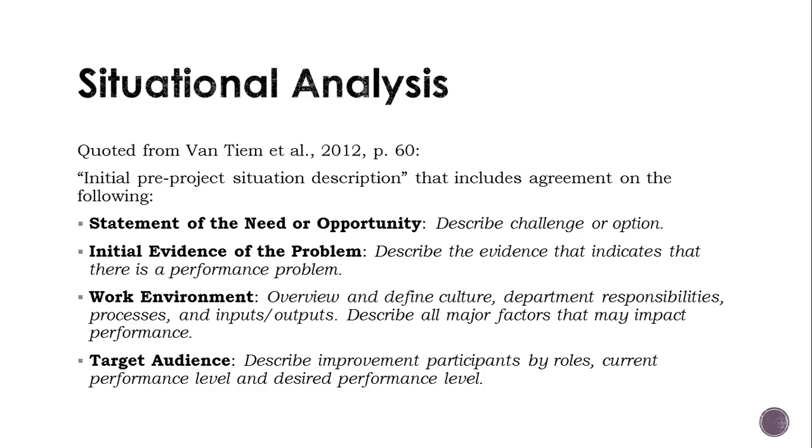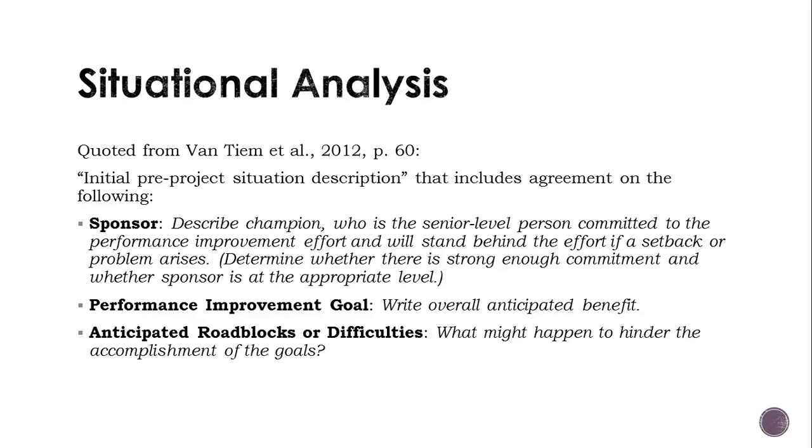Your target audience. In this section of the situational analysis, you'll describe improvement participants by roles, current performance level, and desired performance level. Okay, the next section, the sponsor section. Describe the champion, or who is the senior level person committed to the performance improvement effort and will stand behind the effort if a setback or problem arises. In other words, be able to determine whether there is a strong enough commitment and whether the sponsor is at the appropriate level. Performance improvement goal. You'll write an overall anticipated benefit of the situational analysis, and also anticipated roadblocks or difficulties. It's important to think through what might happen to hinder the accomplishment of the goals that you have.